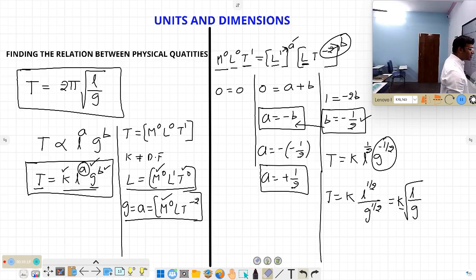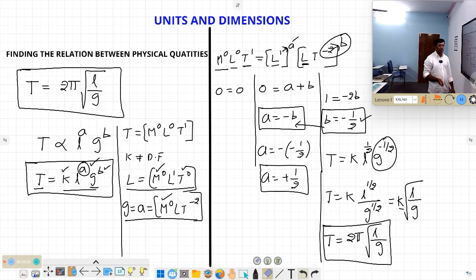What is this k called? Constant. This constant depends on practical experiments. That practical value identified by scientists is 2 pi, so T equals 2 pi root of L by g. This is the way you can find formulas using dimensional analysis. This is one of the most important applications. We'll go for one more example for this.